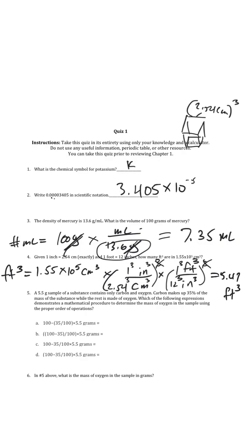Okay, so our next question asks, a 5.5 gram sample of a substance contains only carbon and oxygen. Carbon makes up 35% of the mass of the substance, while the rest is made of oxygen. Which of the expressions demonstrates a mathematical procedure to determine the mass of oxygen in the sample using the proper order of operations? Okay, so the sample is 35% carbon, so that would mean that 100% minus 35, so that would be 65%, is made up of oxygen.